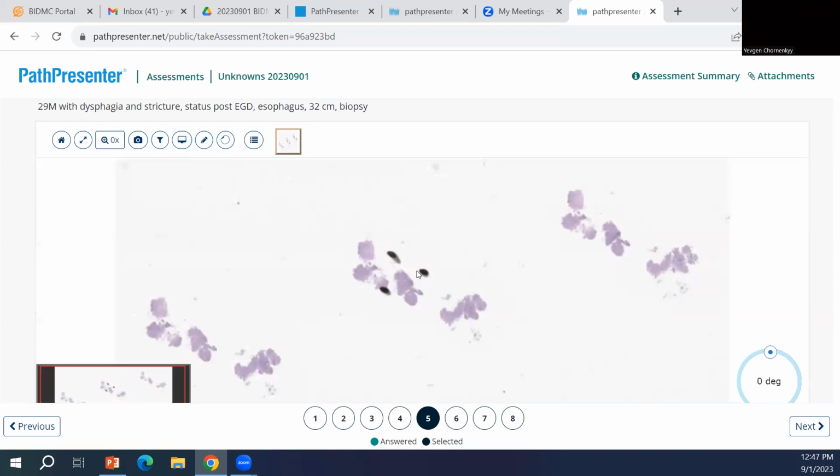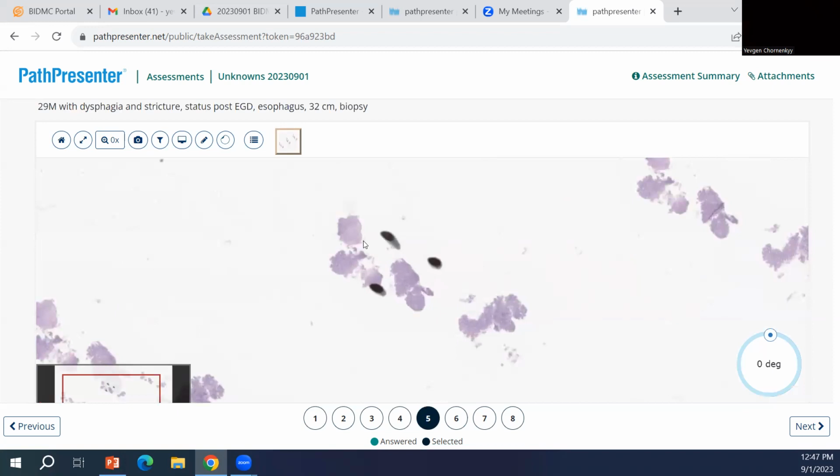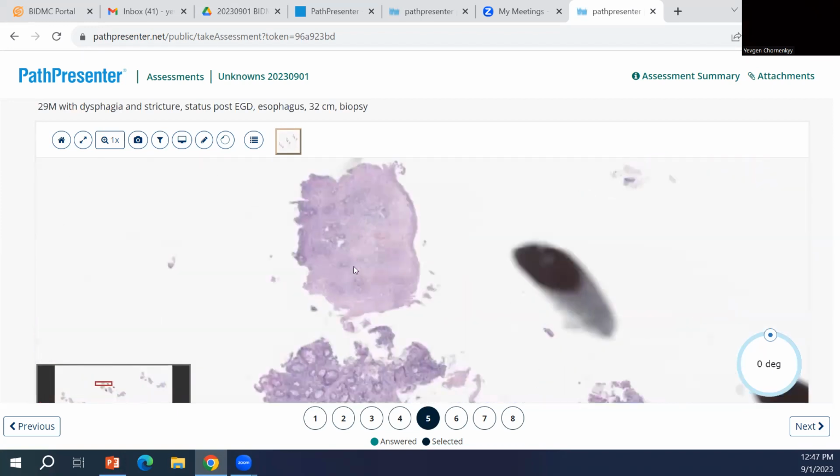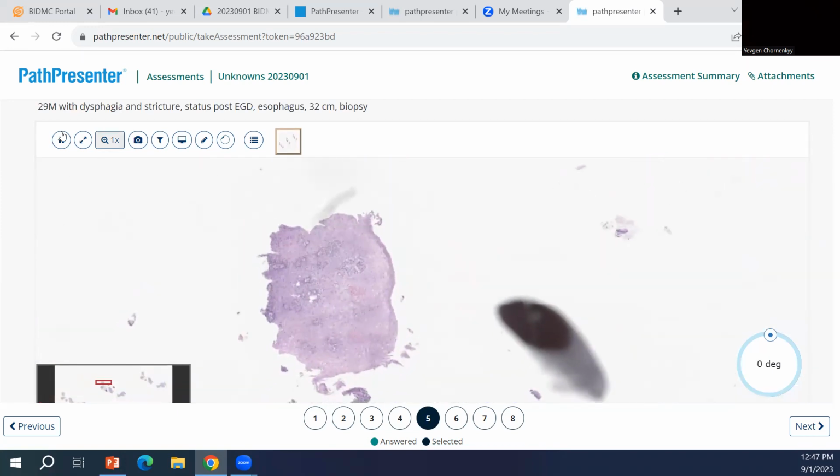I'll move on to case 5. So this case was really, really cool. It's not something where I'm trying to trick you guys here. It was a relatively young adult with dysphagia and a stricture, who got an EGD, then got a biopsy. And when I was looking at this, this was during my GI biopsy elective.